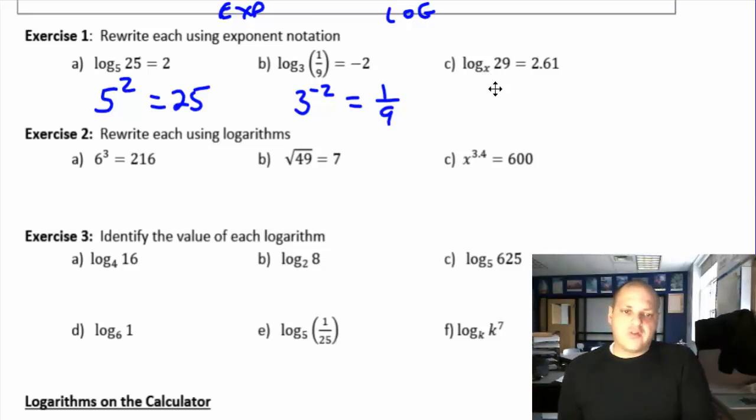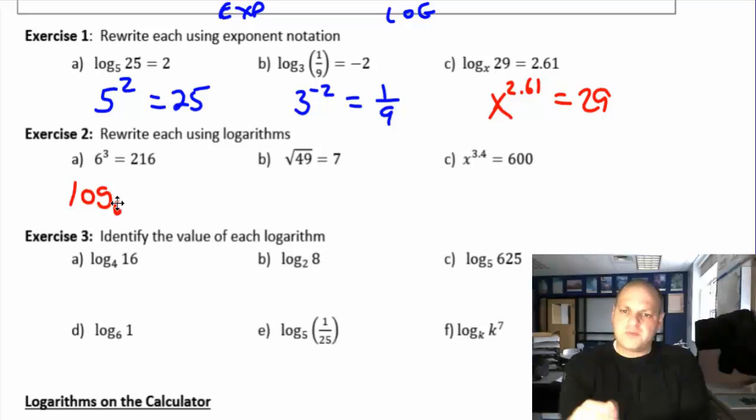So same thing over and over again. X to the 2.61 equals 29. And we could solve that if you wanted to, but that's not what it's asking us to do. It's just saying rewrite in exponent notation. X to the 2.61 power equals 29. Now go backwards. Rewrite each using logs. Okay, well here's my base. 6 is my base. Log base 6. It's a little subscript.